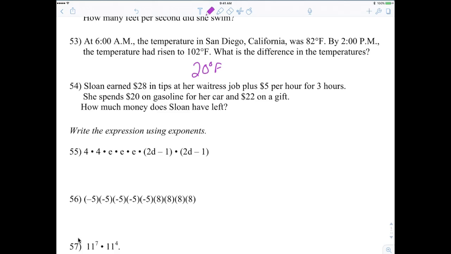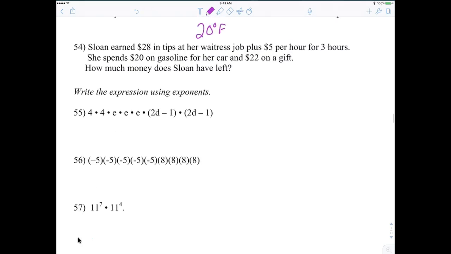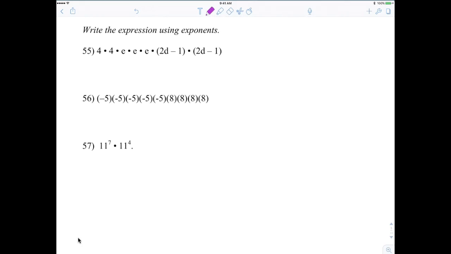All right. 54. Or I'm sorry, 55. I want to write that as an exponent. All right, Abby, what are you thinking about 55? Good. Good job.